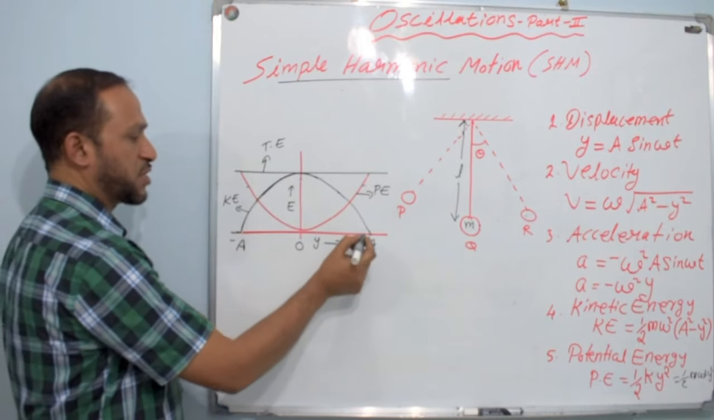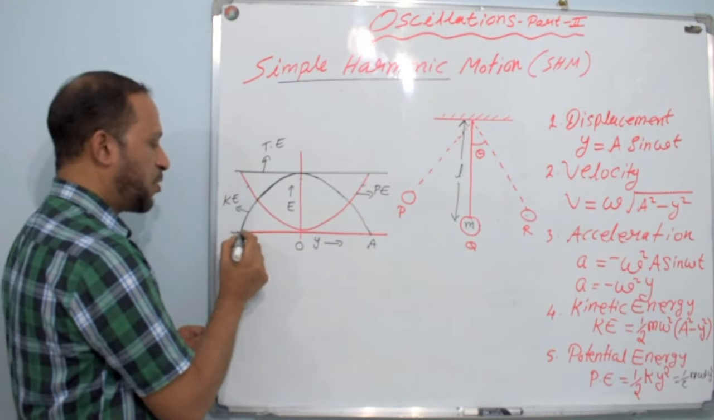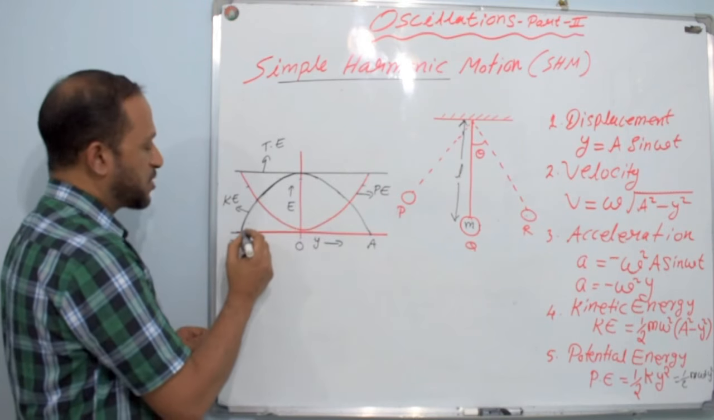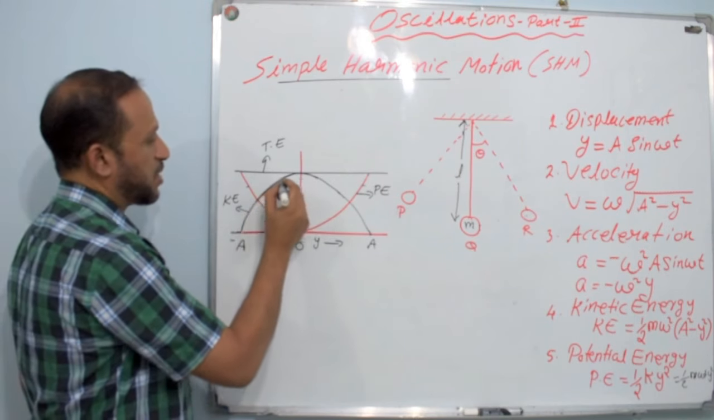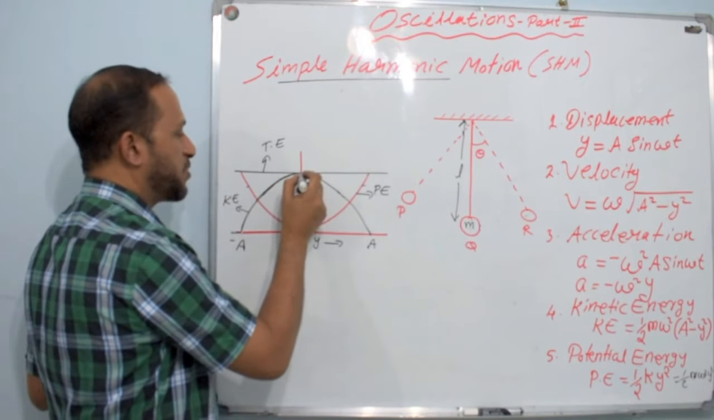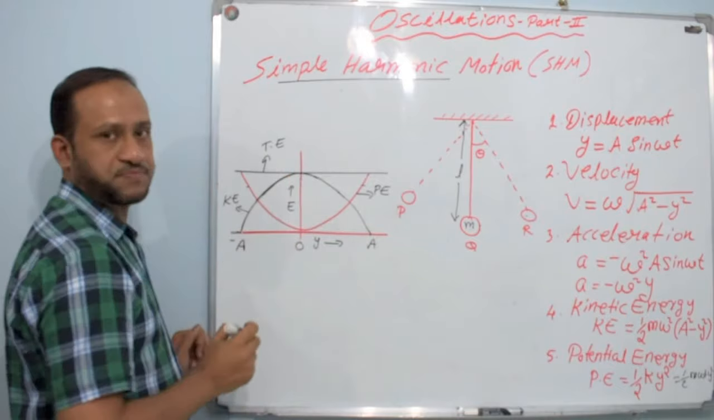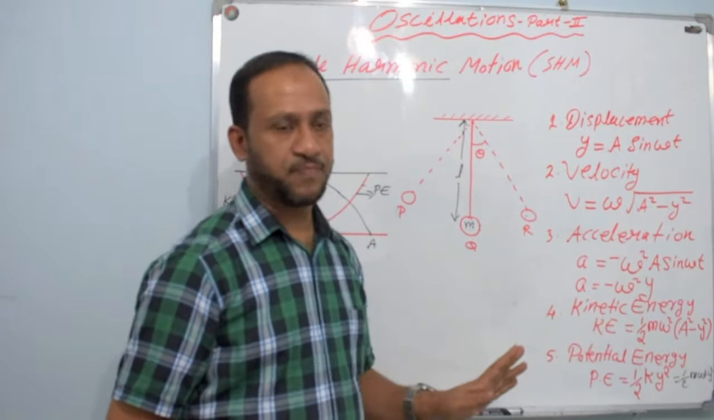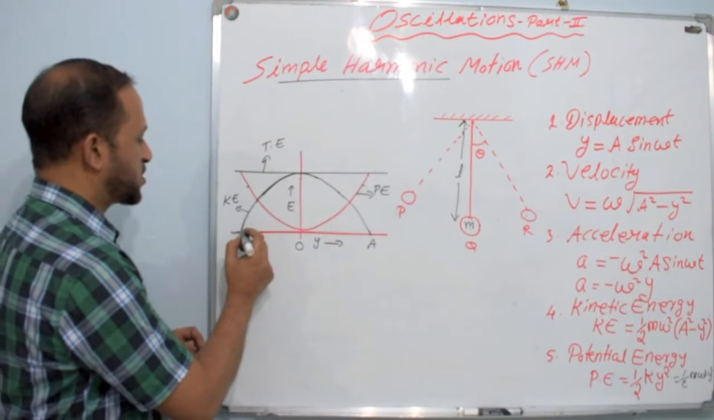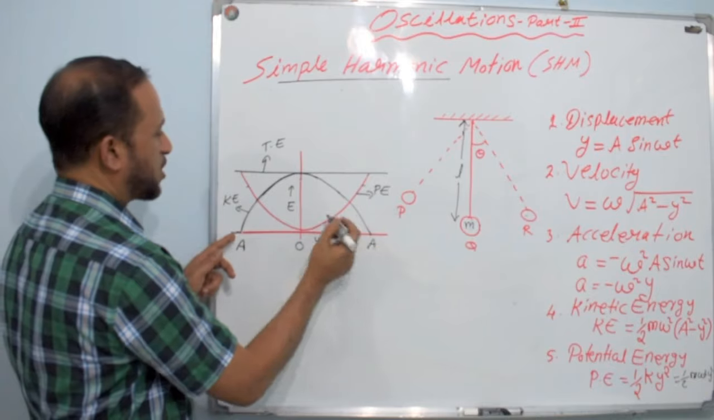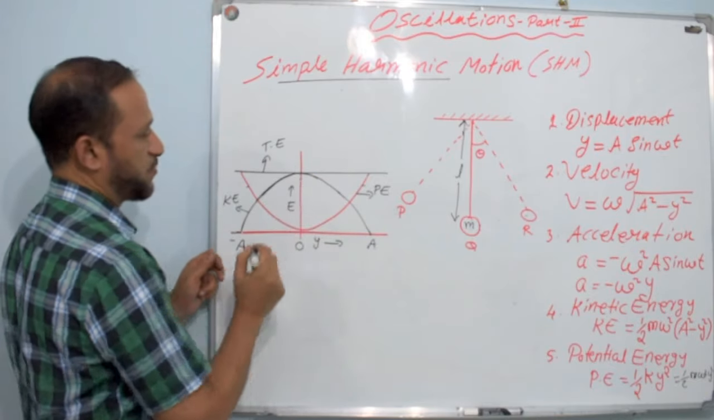At the extreme position, kinetic energy is 0. When the bob moves towards the equilibrium point, the mean position, the kinetic energy keeps on increasing. And at the equilibrium point, kinetic energy becomes maximum, and that value is half m omega square A square. So this black curve represents the variation of kinetic energy. At the extreme point, it is 0. At the mean position, it is maximum.